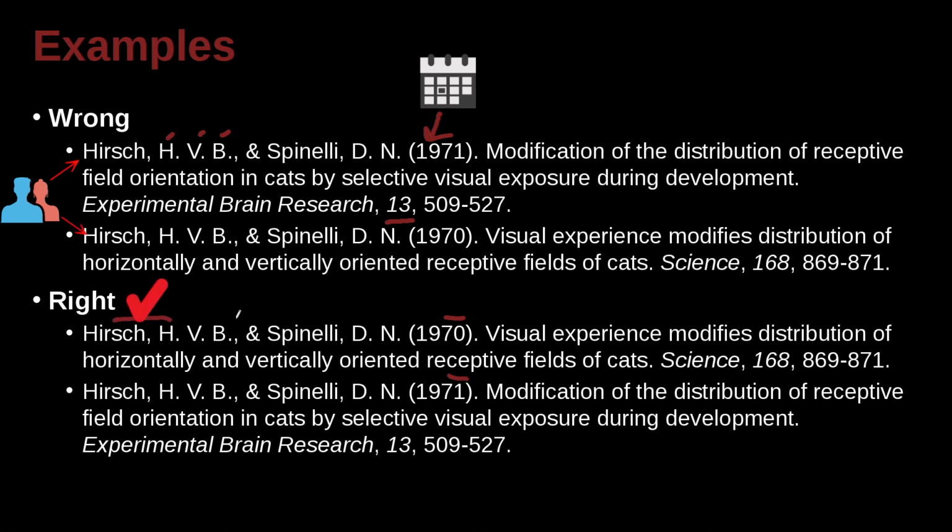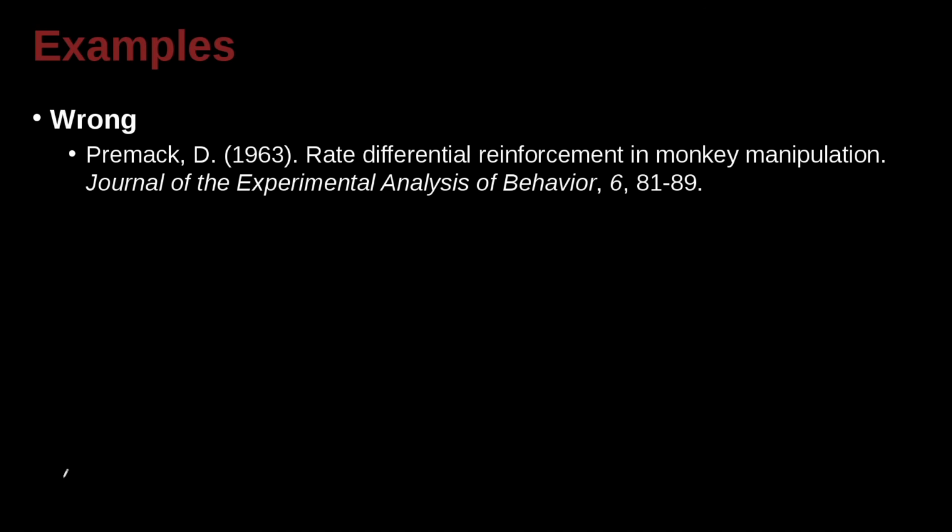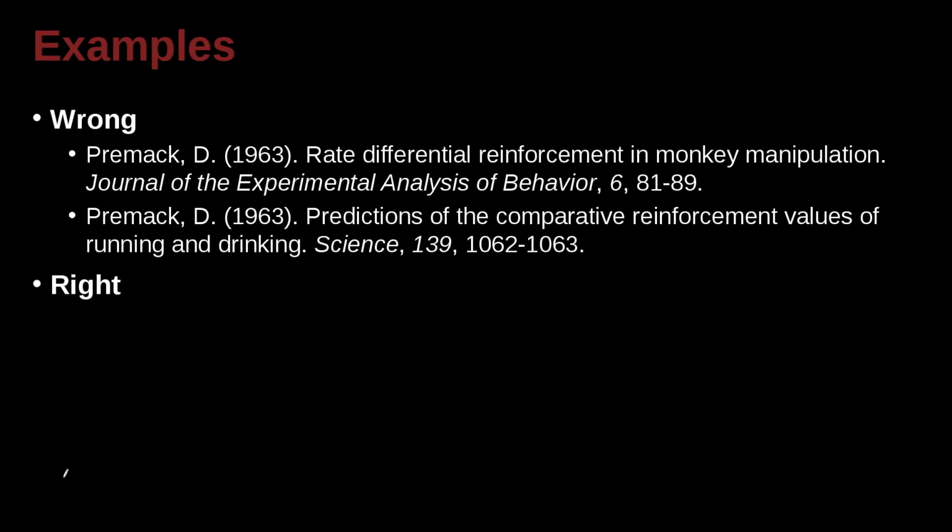First author, and if that doesn't work, we go to the second author. If it doesn't work and we run out of authors, then we go ahead with the date for ordering it. So the first one and the second one in this order. Permac 63 and Permac 63. Well, now we've got this problem. Exact same name and the exact same date, but they are different papers.